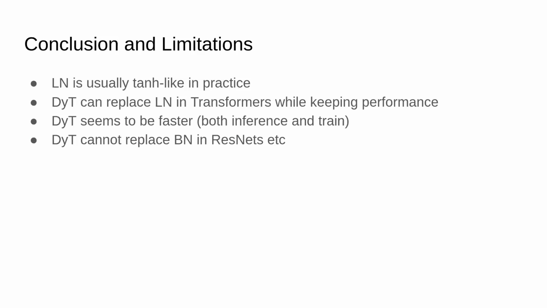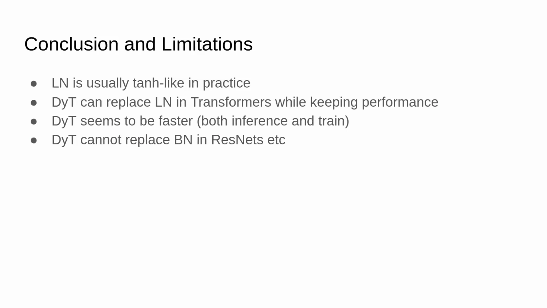So this is also an important point that I did not talk about yet at all. They also do some experiments in the appendix for non-transformer networks, like ResNets. And interestingly, for replacing the batch normalization in ResNets, it does not reproduce the performance. So this seems to be specific to transformers.